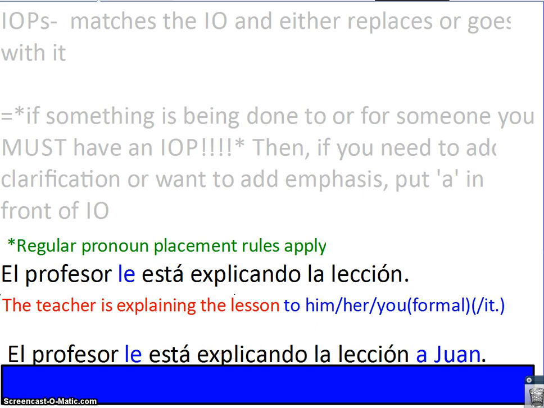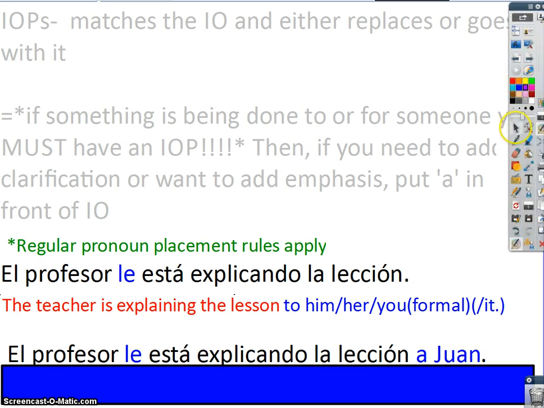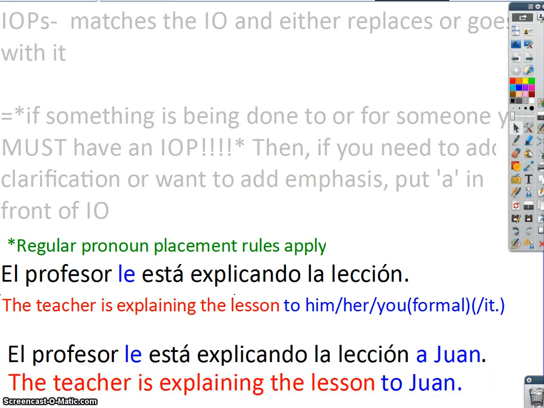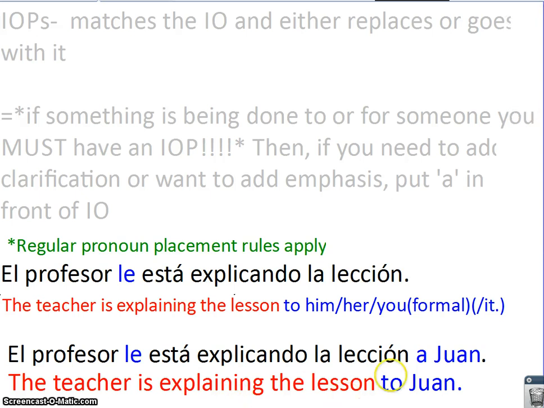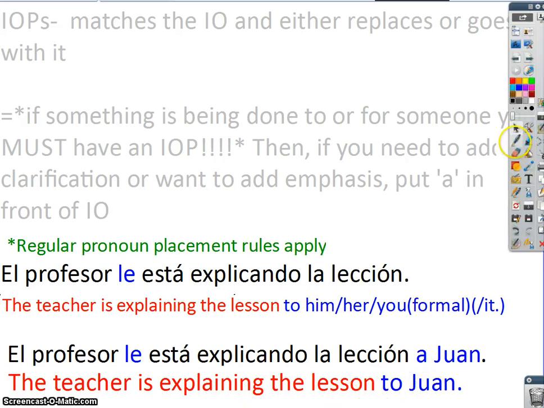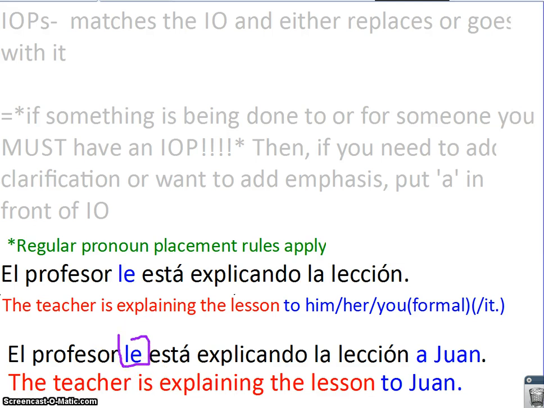Now if I go down one more sentence, I have "el profesor le está explicando la lección a Juan." Now I have the clarification or emphasis. I couldn't just put Juan in the sentence, I had to say "a Juan." Now this sentence clarifies that the teacher is explaining the lesson to Juan. Keep in mind, I can't get rid of "le." I have to have it.